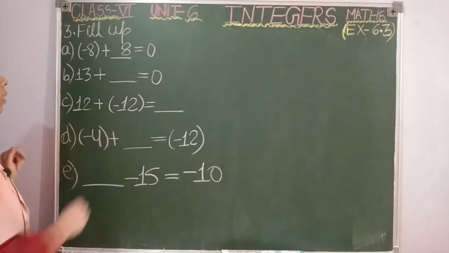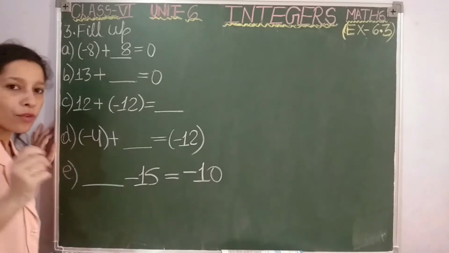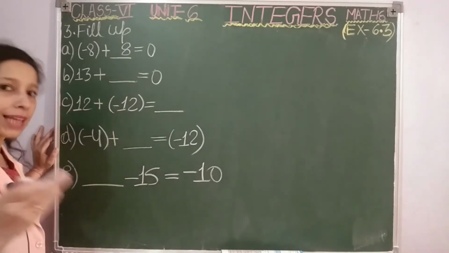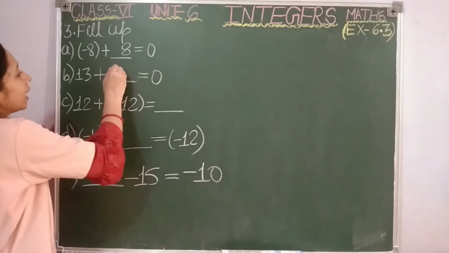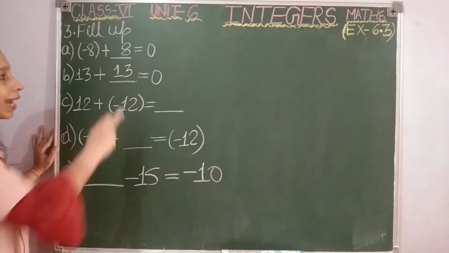Point B, students. 13 plus something will give you 0. So how will we get 0? When we subtract 13 from 13, then only we can get 0, no? But if I write 13 like this, then see, 13 plus 13 will give us 26, but I want 0.